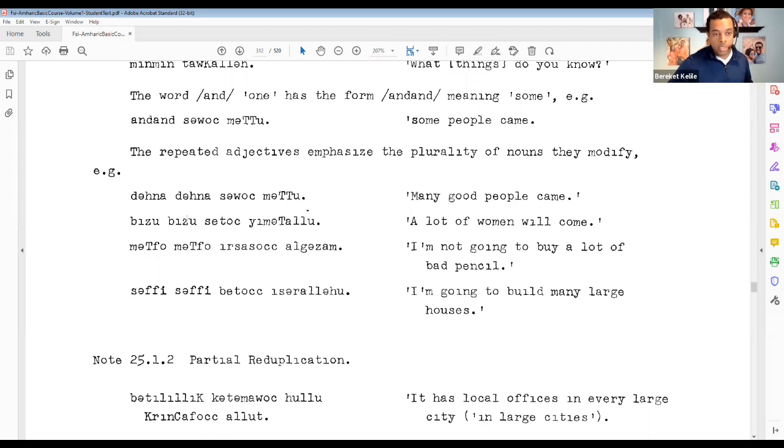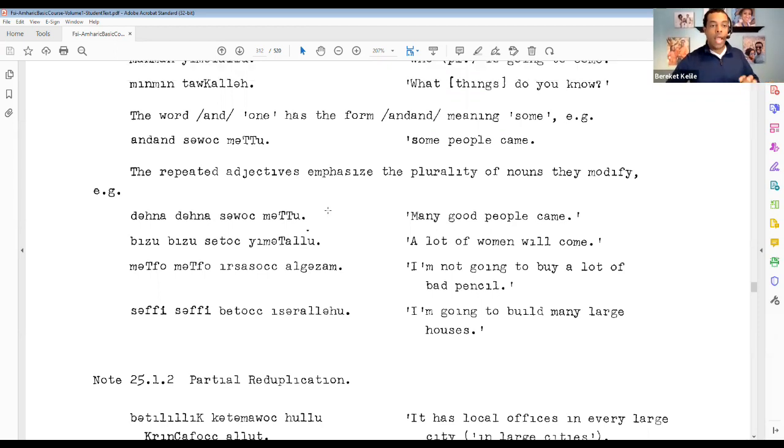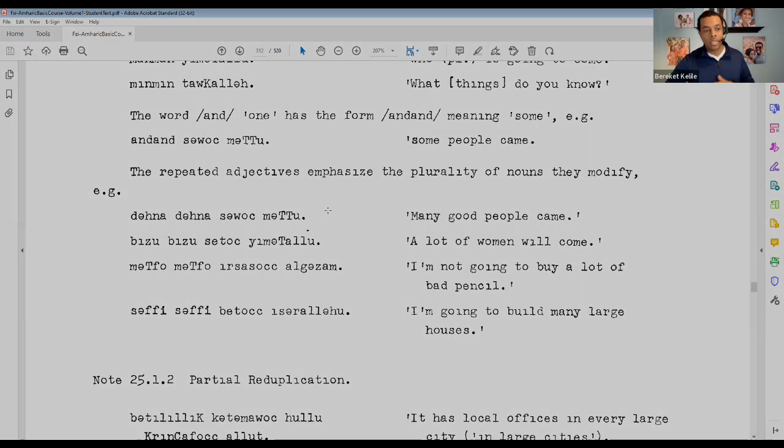And let's look at some of these other examples. Bazu bazu setoch yimata. A lot of women came. Mutfo mutfo ersasoch is I'm not going to buy a lot of bad pencils. So that's it for basically subpart 1 there. Adjectives that are repeated to emphasize the plurality of the nouns they modify.